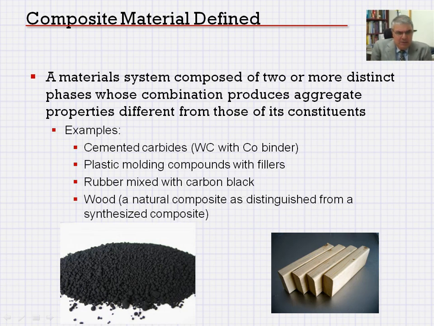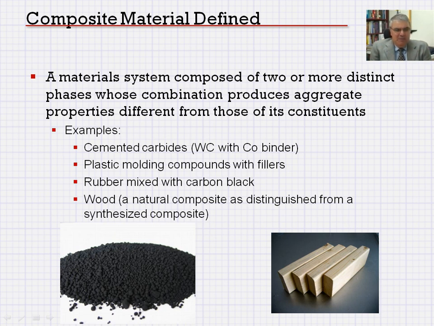Let's get started. Let's define composites, or composite material, in engineering. A composite material is a material system. Usually it is composed of two or more distinct phases. We can distinguish these two phases without much difficulty, and their combination produces aggregate properties different than those of its constituents.